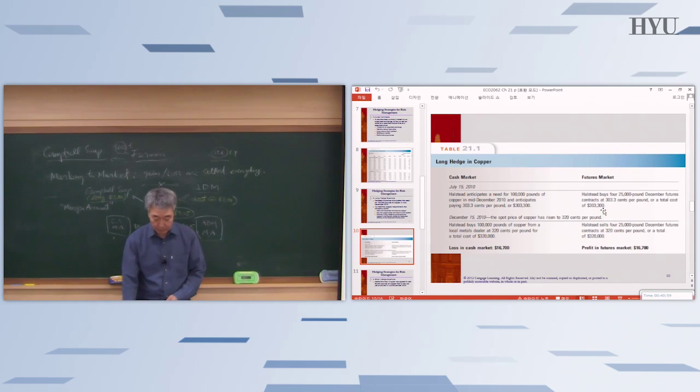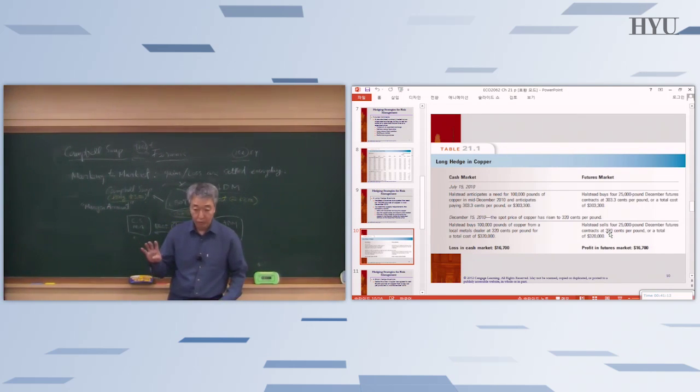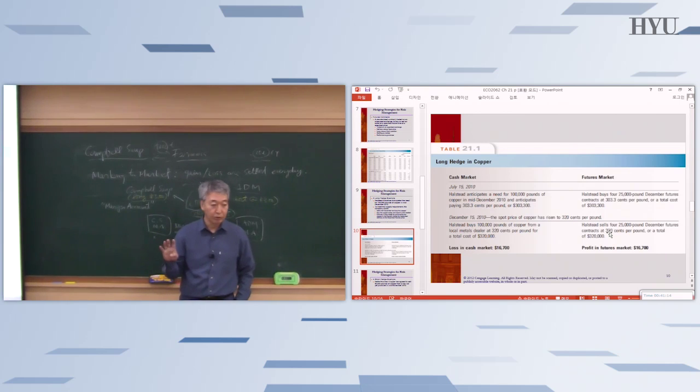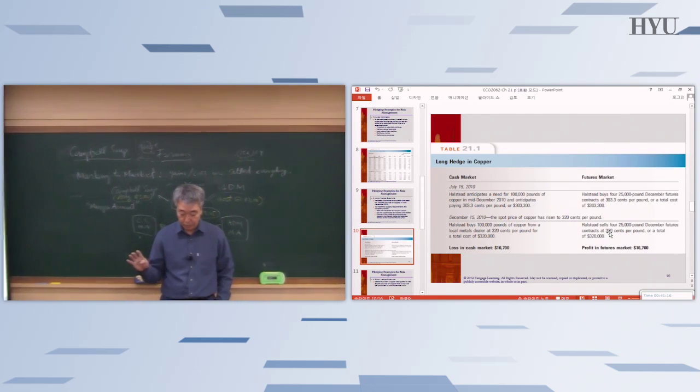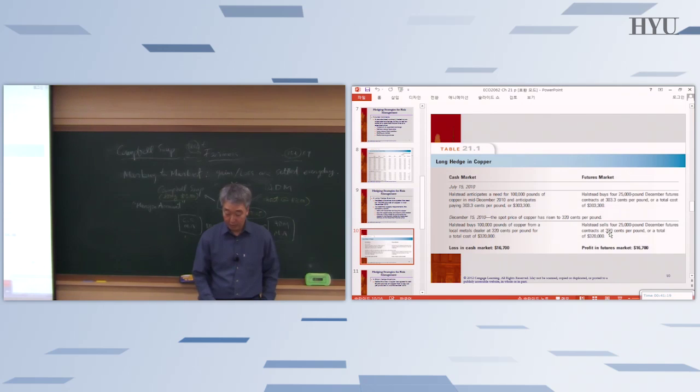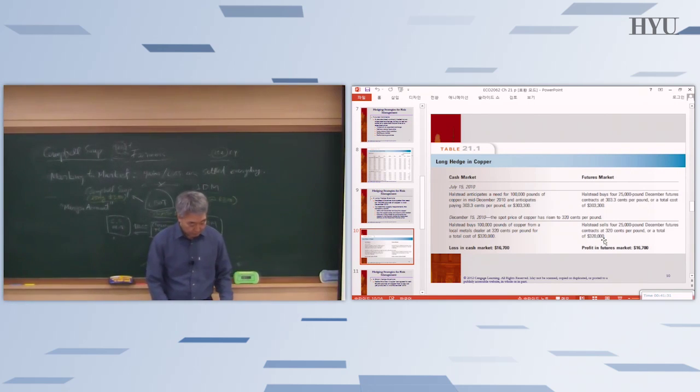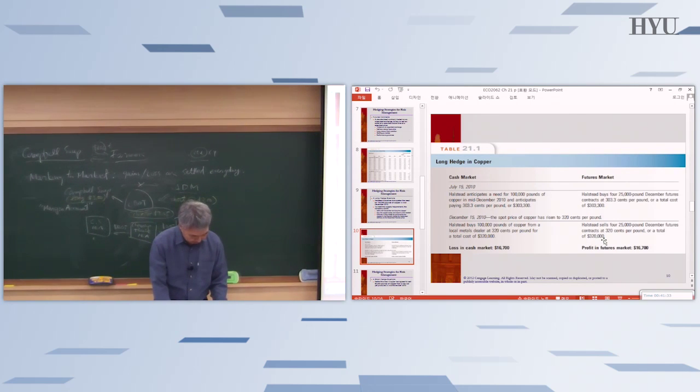Well, when the time comes, December 15, the spot price has risen to 320 cents. So what you can do is, you're holding these 4 units of December futures, and you can sell those futures at 320 cents per pound for a total of $320,000. So here you have to understand a couple of things.